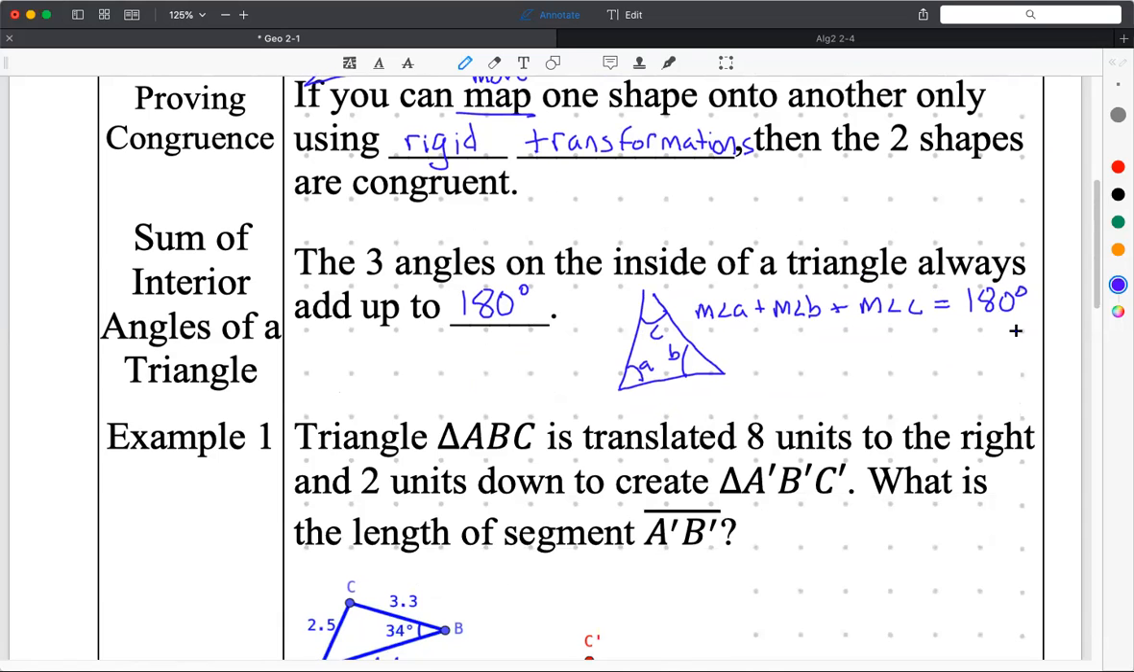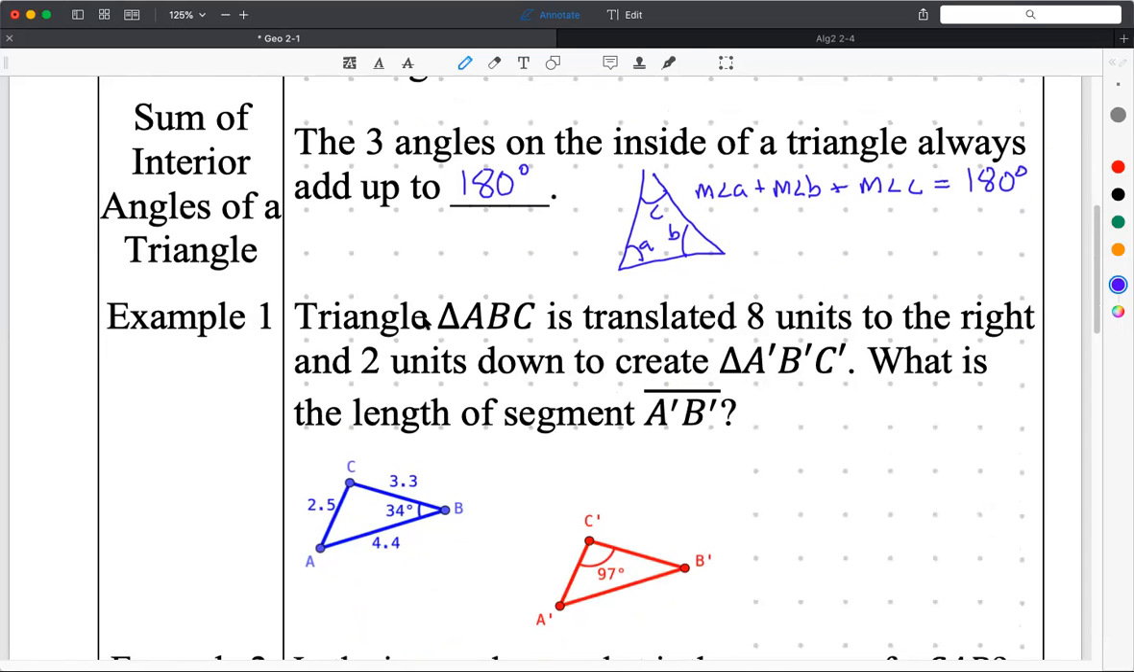So I have a triangle ABC. There it is, that blue triangle down here. This triangle ABC is translated 8 units to the right and 2 units down. It doesn't matter that you know where it's going exactly, but hey, I'm translating. I'm using a rigid transformation, and I create triangle A prime, B prime, C prime, which means these two triangles must be congruent because I've used a rigid transformation.